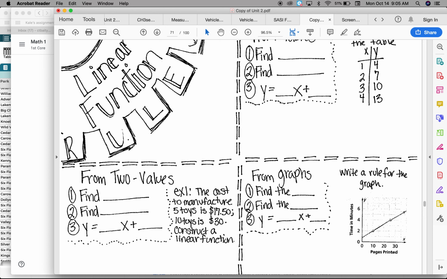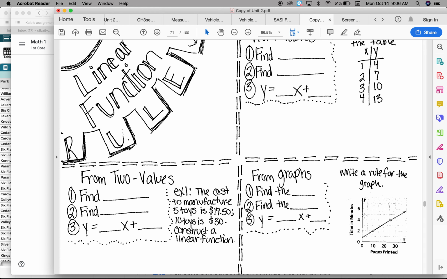So again, our x is 5 and y is 17.50, and for our second point, x is 10 and y is 30. So I can apply the y sub 2 minus y sub 1 over x sub 2 minus x sub 1, and that will be 30 minus 17.50 divided by 10 minus 5. And that will give us our slope. And we can use one of those points to plug it back in, and with that slope find the y-intercept.